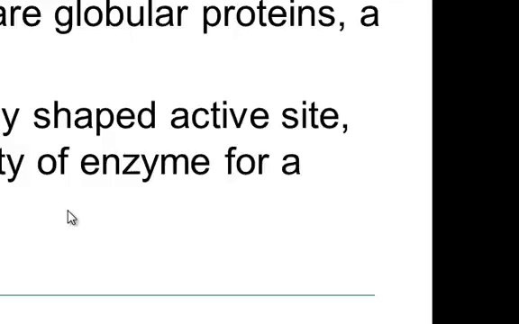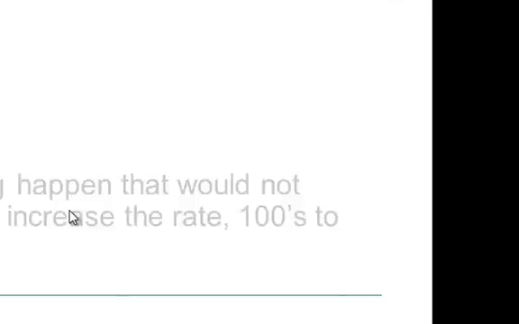Let me, just to introduce enzymes, give you 5 facts about enzymes that will help you to better understand them. First, enzymes don't make anything happen that would not happen anyway, but they increase the rate hundreds to millions of times faster than in the absence of the enzyme.